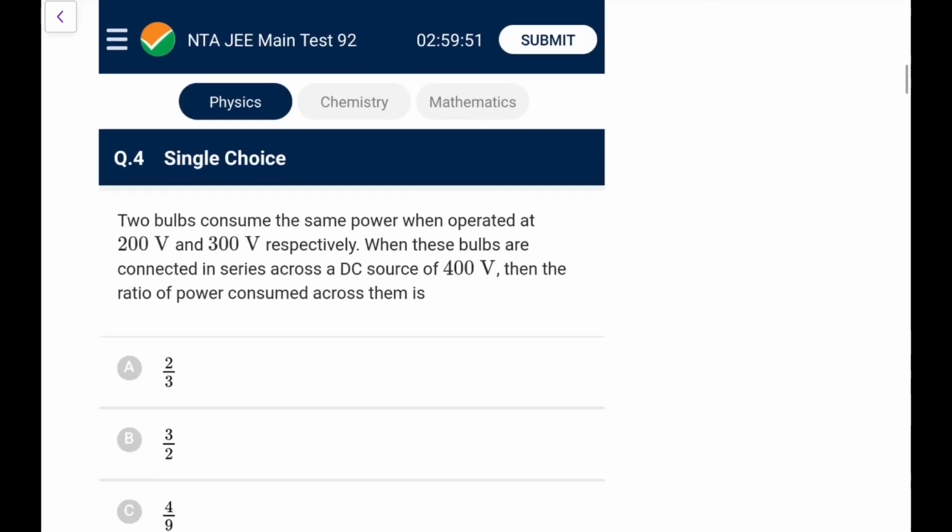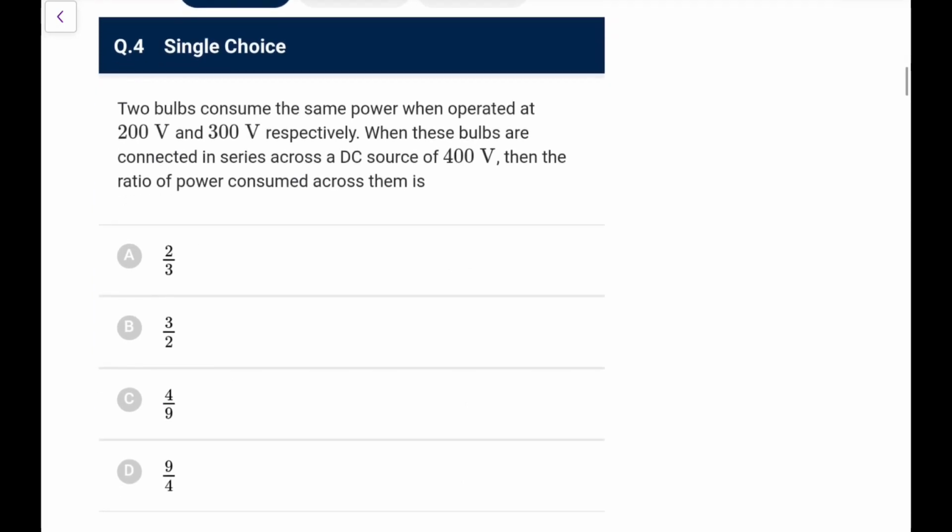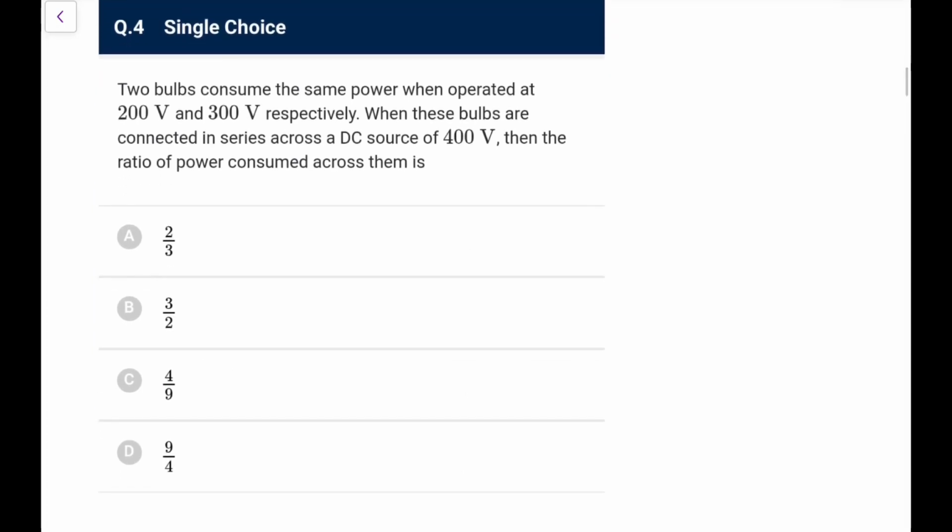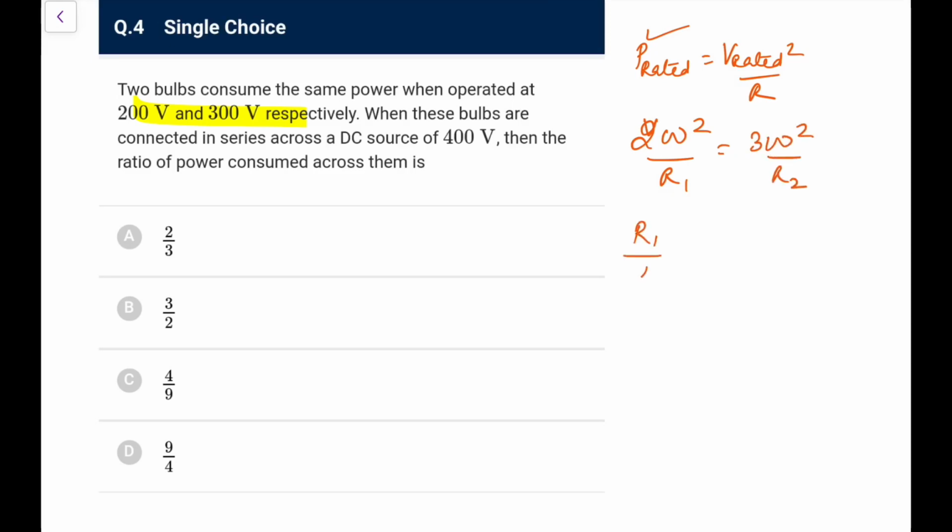Next one, two bulbs consume the same power when operated at 200 and 300 volt respectively. First of all they consume the same power. I know P rated is equal to V rated square by R, or P is V square by R directly. So power is same at these two voltages, that means I can directly say 200 square upon R1 would be equal to 300 square upon R2. So this R1 by R2 ratio comes out as 4 by 9.